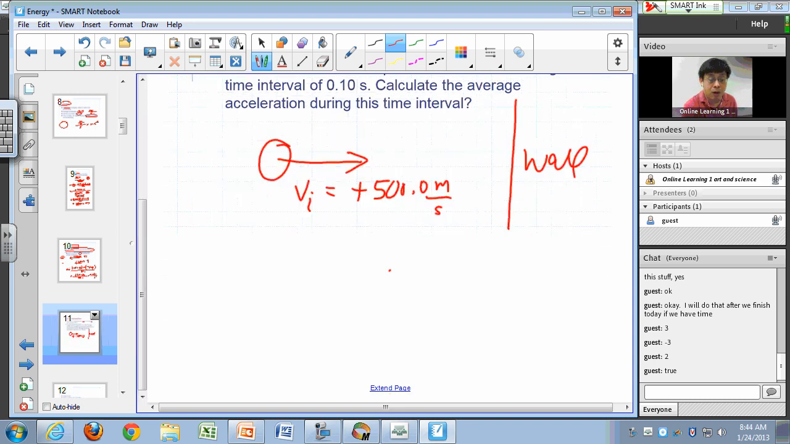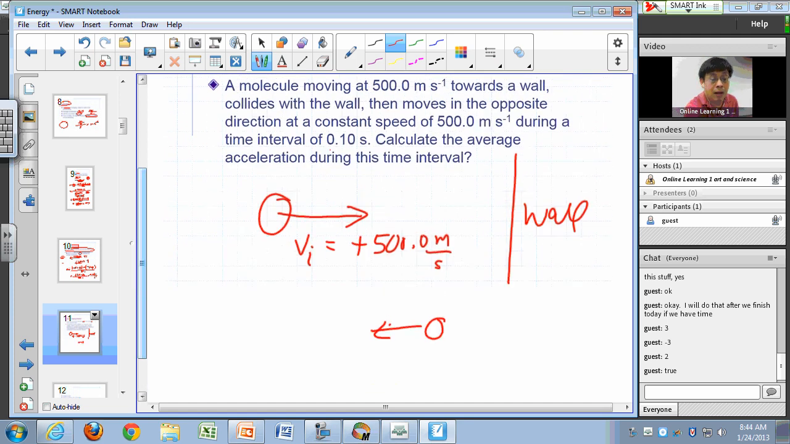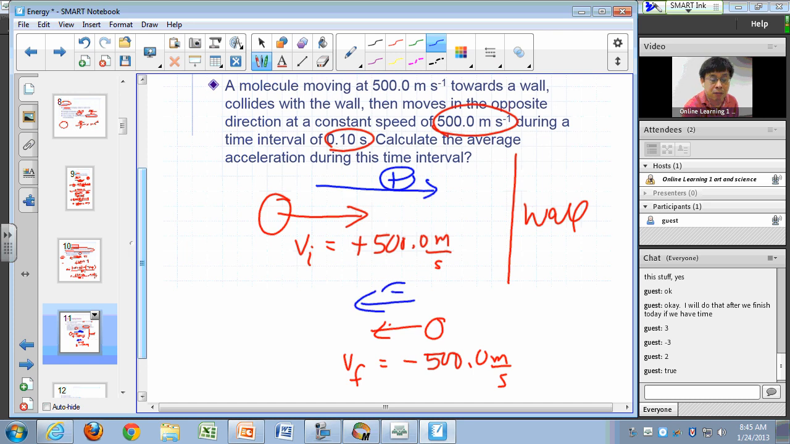And then it collides with the wall, and sometime later it's moving away from the wall. A tenth of a second later, let's say, it's moving away from the wall at a final speed of 500 meters per second. So our final velocity is now negative 500.0 meters per second. Why negative? Because the direction is now opposite of what we considered the positive direction. Our original direction is the positive direction, so if it's moving the other way, it's going to be the negative direction.